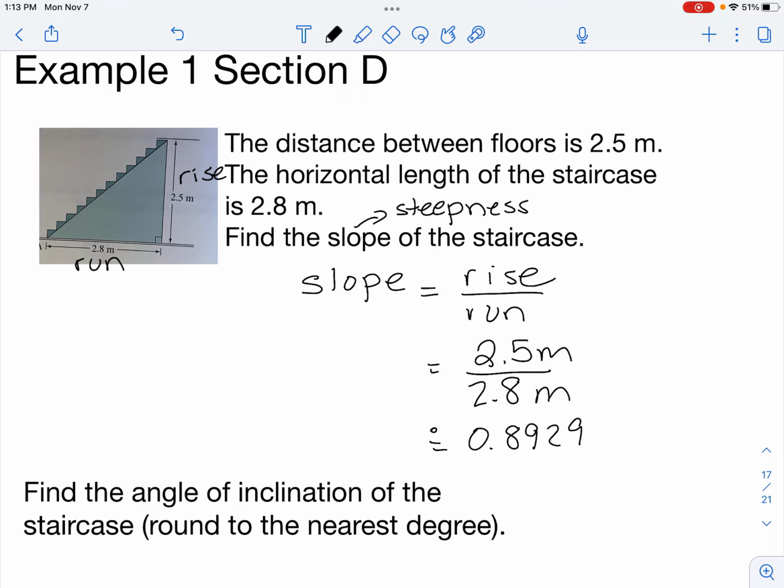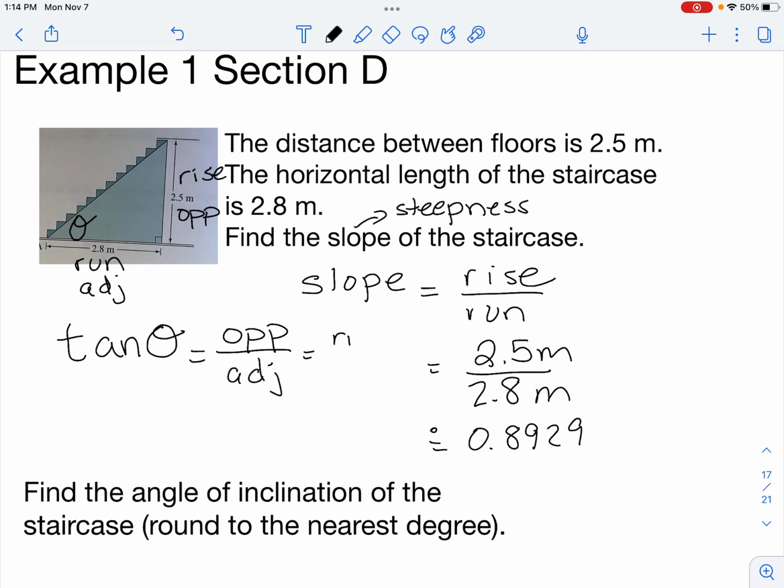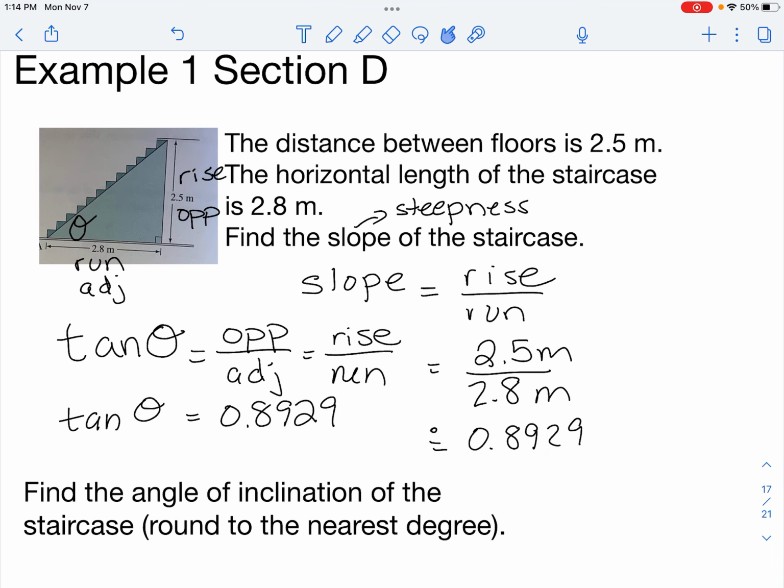And we can rename that now using our language of trig. So we know that we are actually going to be looking at the tan ratio here, because if I look at the angle of elevation from the ground up to the top of the staircase, the rise corresponds to the opposite, across from theta, and the run is the adjacent. And opposite and adjacent uses the tan ratio. So opposite and adjacent are just renaming the rise and the run. So tan theta is that number we just found, 0.8929. And again, that's a decimal out of one whole.